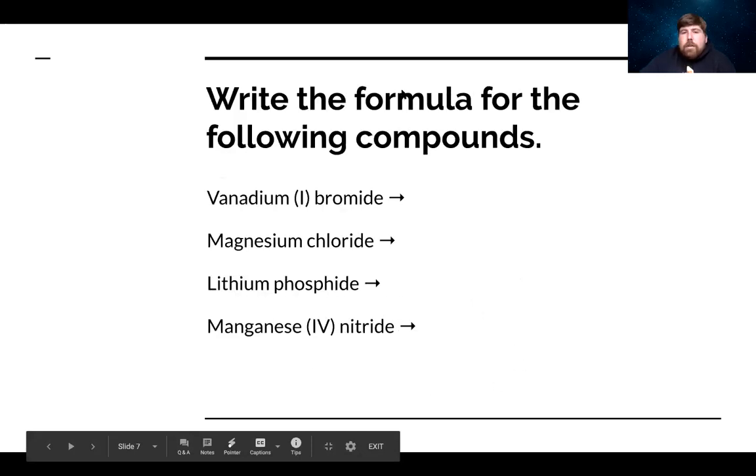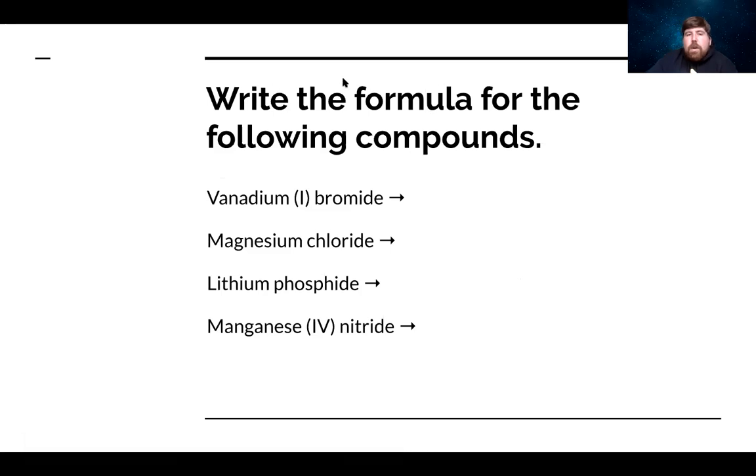So let's go ahead and try a couple of these out here. We'll use the cross-down method for determining the formula for these. So vanadium(I), this is my favorite part about Roman numerals. If you see a Roman numeral, it tells you the charge of it. Vanadium(I) would be V1+. Bromide is the ion Br1-. That means that I have a 1-to-1 ratio of vanadium and Br, so it should just be VBr.